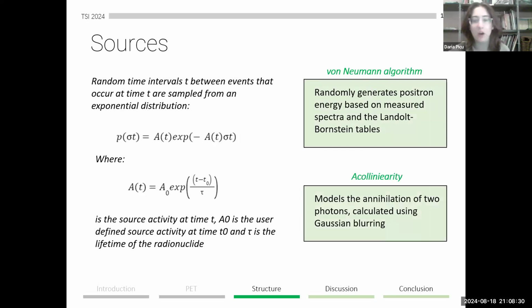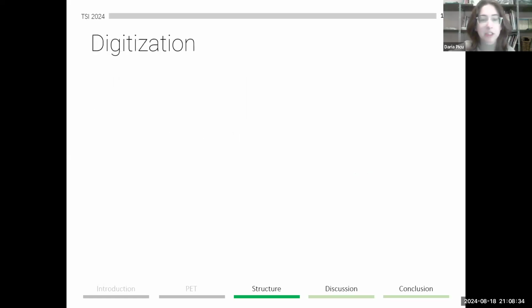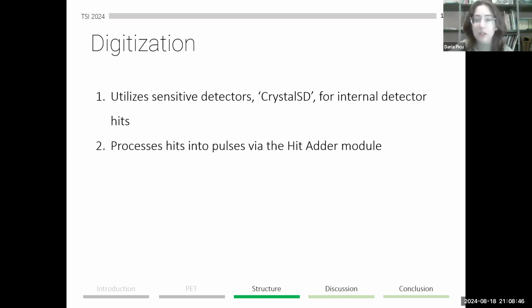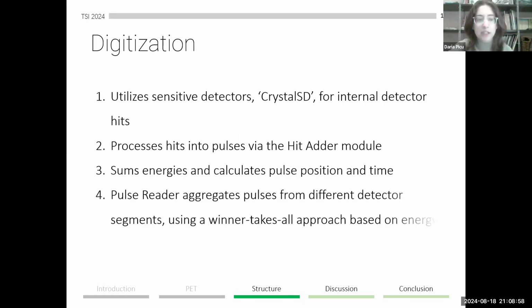The GATE application offers both a standard and a low energy package, and in this case, we use the standard energy package. Digitization in GATE simulates the electronic response of the detectors to the charged particles or photons. This process uses sensitive detectors called crystal SD for internal detector hits. The digitizer chain processes the hits into pulses via the hit adder module, summing the energy and calculating the pulse positions and time. The pulse reader is then going to aggregate the pulses from different detector segments using a winner-takes-all approach based on energy.